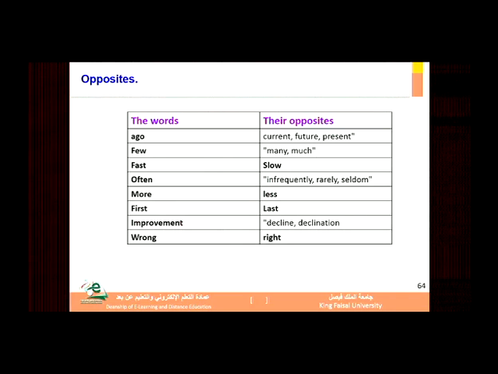Improvement, تطوير, تحسين. Decline, انحدار, if you like, or declination. Wrong, خطأ or خاطئ, while right, correct, which means صحيح.